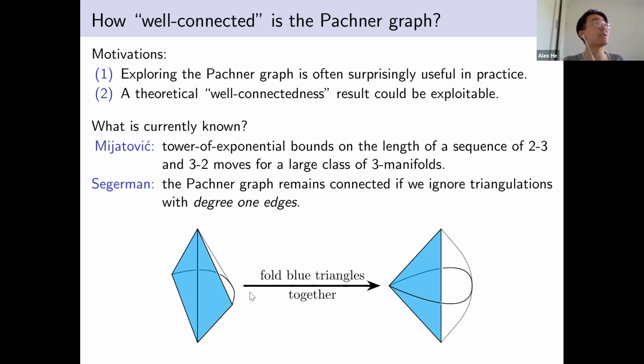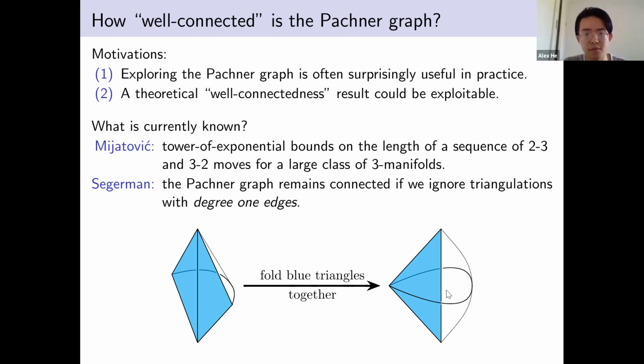Okay, so what is a degree 1 edge? It means an edge that meets exactly one tetrahedron in your triangulation. What that looks like is you have this edge here that's connected to those two blue triangles, and you fold those two blue triangles together. And this edge is now internal to that entire tetrahedron. So it's only going to meet that one tetrahedron. So that's what a degree 1 edge is.